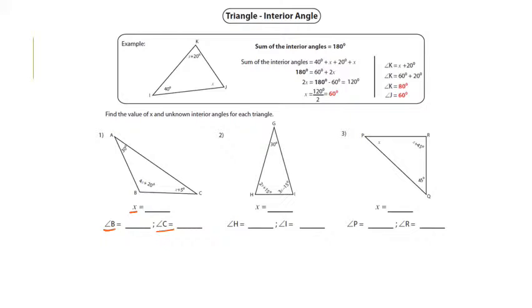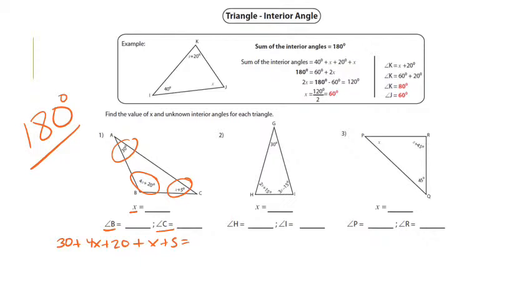So in this case, again, I know I have an angle of 30, 4x plus 20, and x plus 5. So I'm going to write out 30 plus 4x plus 20 plus x plus 5. And I remember that the sum of angles in a triangle is 180 degrees. There's a reminder for you at the top of your page as well. And so I'm going to set that equal to 180. And now I'm going to combine like terms. So again, 30 and 20 and 5 are all numbers that I can combine together.